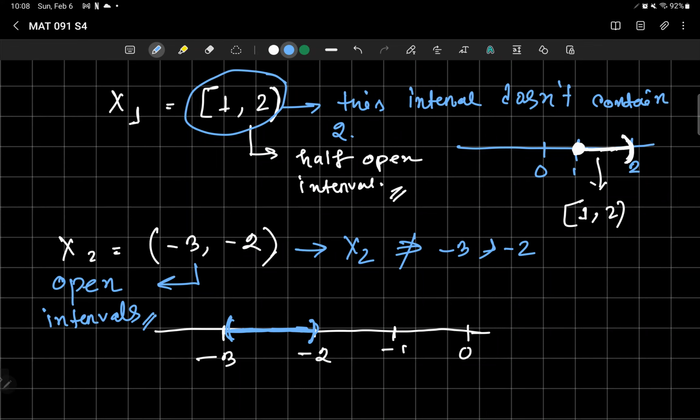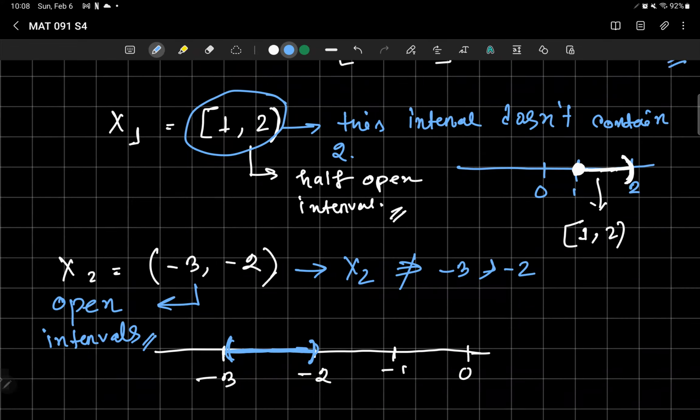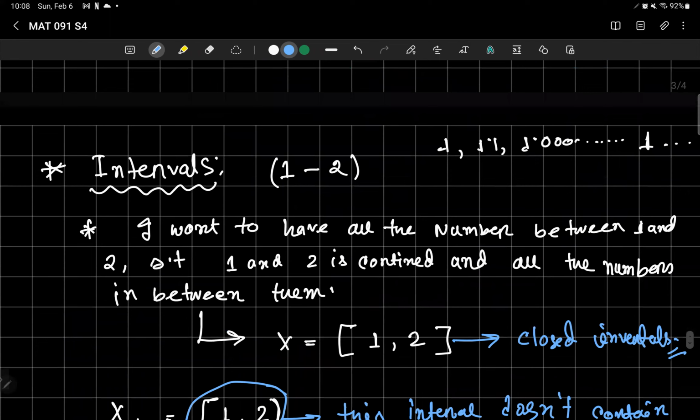Sir, can you tell the definition of interval again one more time? Oh, this is the informal definition that we are dealing with, not the formal one, because that's a part of analysis. So an interval, you can think of it as a set. I gave a particular example, the first one: I want to have all the numbers between 1 and 2, including 1 and 2. That means take 1 and 2 and also take all the numbers in between them and make them a set.